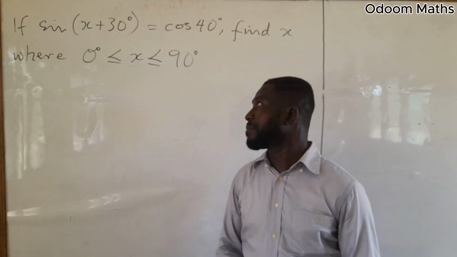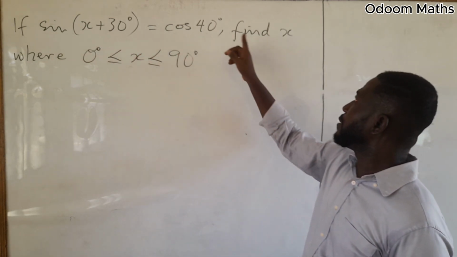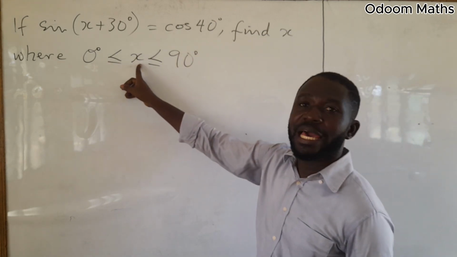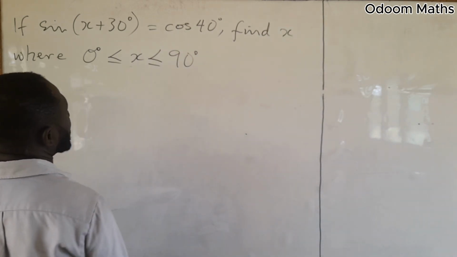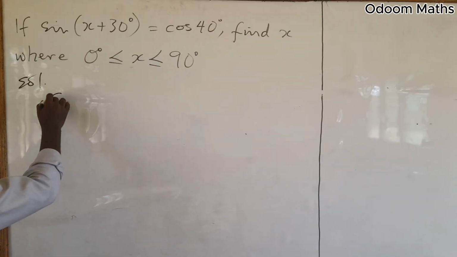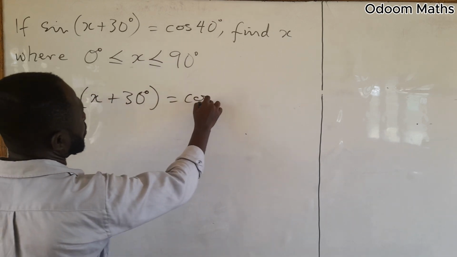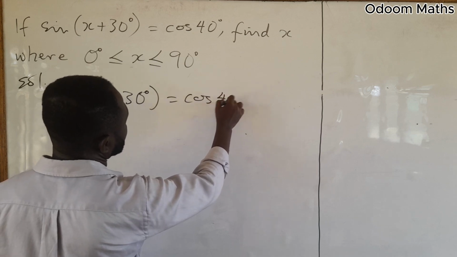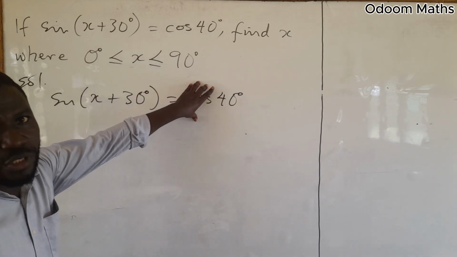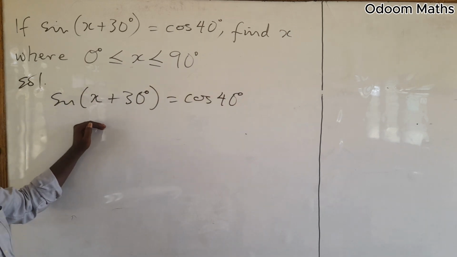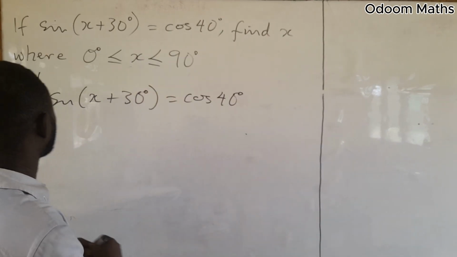Now let's look at the second example. If sine of (x plus 30) is equal to cos 40, find x where x lies between 0 and 90 degrees inclusive. So sine of (x plus 30 degrees) is equal to cos 40 degrees. We can change this one to cos, or we change this one to sine. The first one worked in sine and cos, so let's change this one to sine and work in sine.